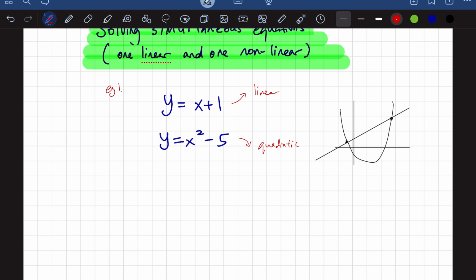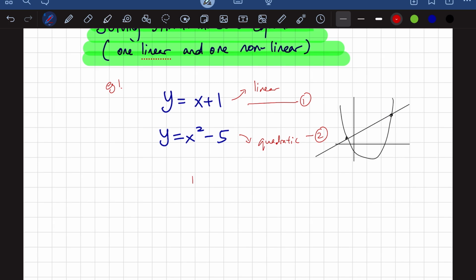All right, so step 1, since both are already in the form of y equals to something, we can straight up use the substitution method to actually work out the x value. So equation 1 is the linear equation, equation 2 is the quadratic equation. Now I'm going to substitute 1 into 2. So therefore you will see that x squared minus 5 would be equals to x plus 1. Now I'll move everything over to the left. So x squared minus x minus 6 equals to 0.